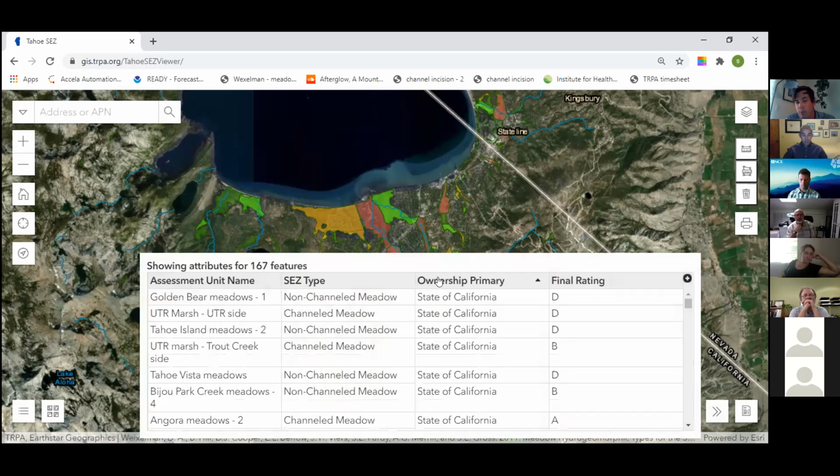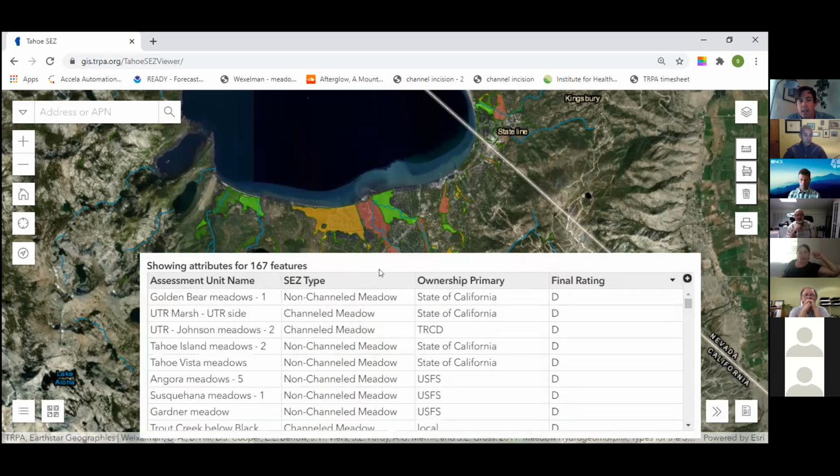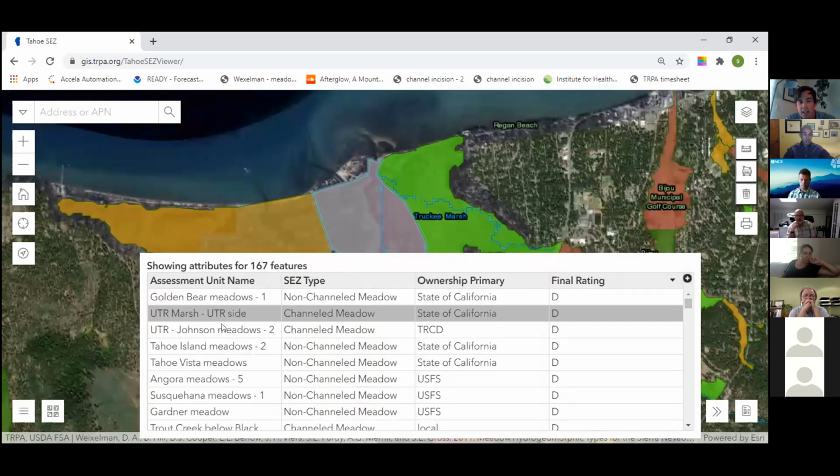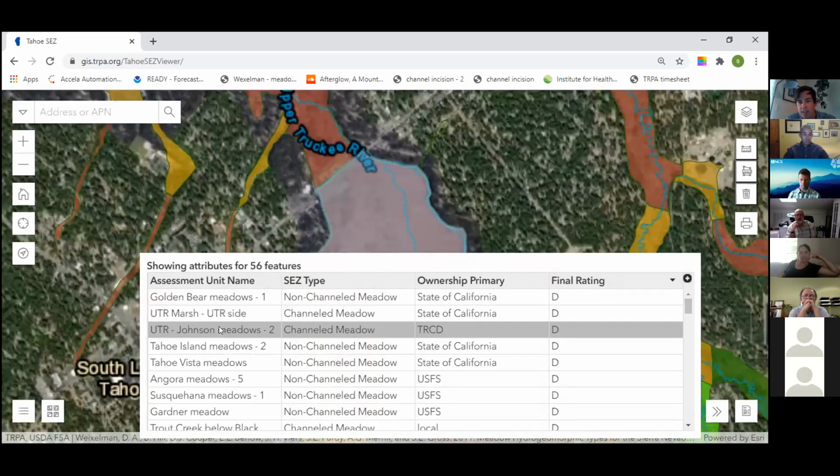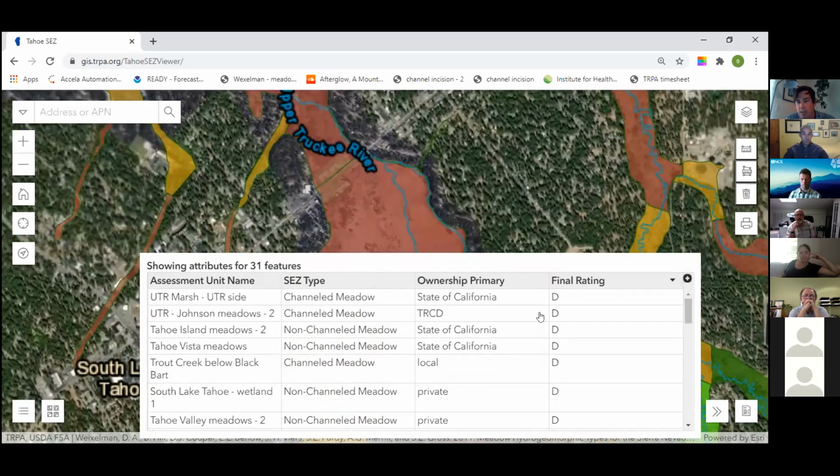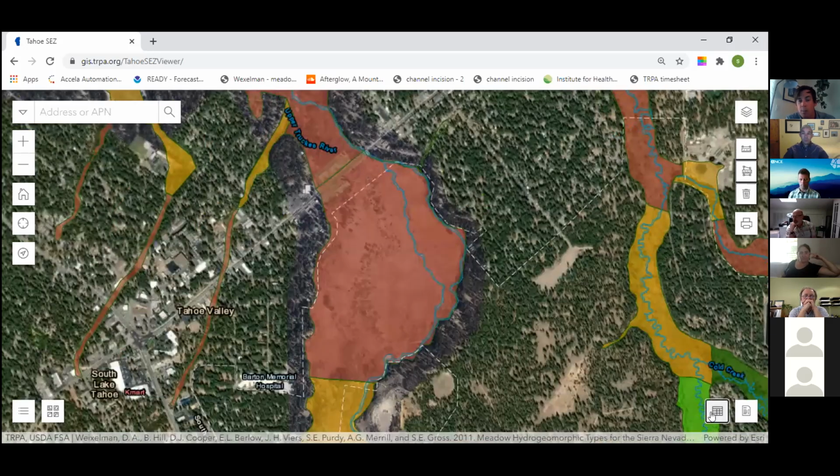You can look at by who the primary owner is, by SEZ type. And then also, it's clickable. If you want to click on it, it takes you right there. So that just took us to the Upper Truckee Marsh. This takes us to Johnson Meadows. So it's a really good way to jump around and explore.